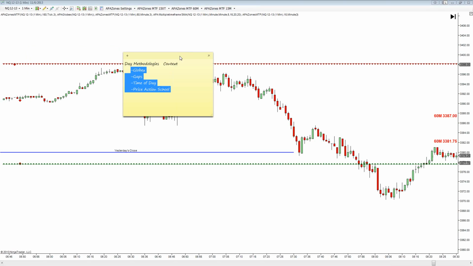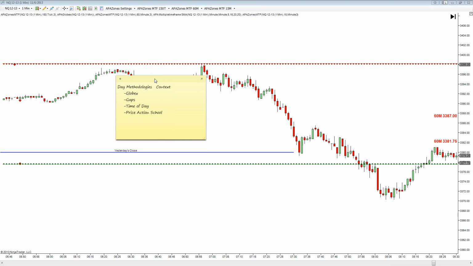All right. So today we're going to be covering context and the day methodologies of the Globex, the gaps, time of day, things of this nature. Just to give us some insight as to where we are in the big picture, and hopefully some good revelation on how determining context can keep us on the right side of the trade.